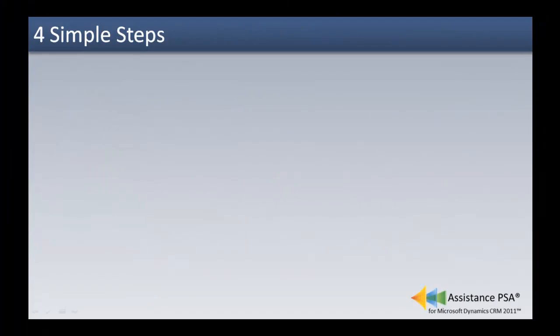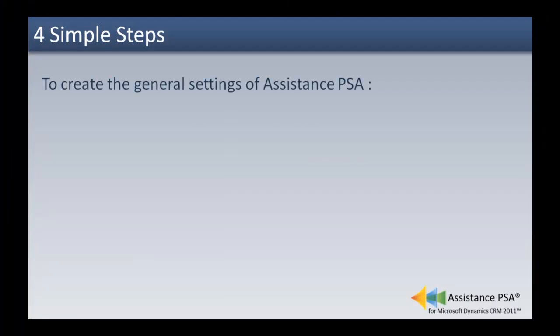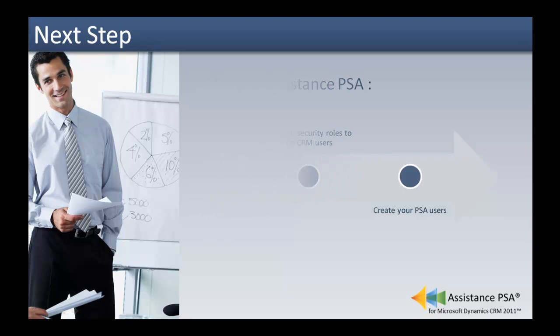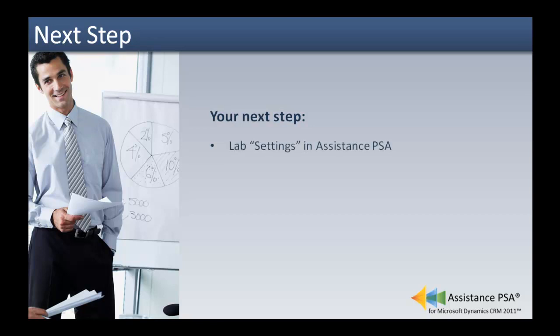This concludes the two-part video course on the general settings of Assistance PSA. Let's review now the 4 simple steps that must be done to create them. First, define the specific settings of your organization. Then create the security roles and link them to your CRM users. Finally, create your users in Assistance PSA. You are now ready to create your security roles and users in Assistance PSA. Your next step is to do the exercises defined in the lab settings.